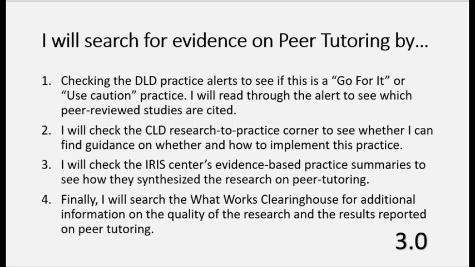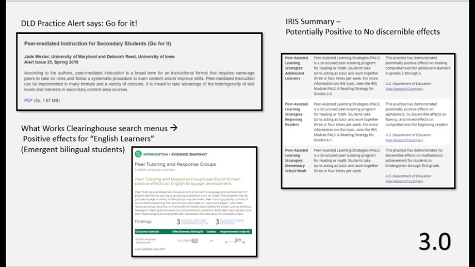I'll read through the alert to see what peer-reviewed studies are cited. I'll check the Council for Learning Disabilities Research to Practice Corner to see whether I can find guidance on how to implement this practice, and I'll check the Iris Center's evidence-based practice summary, as well as the What Works Clearinghouse for additional information on the quality of the results reported on peer tutoring. So here's screenshots of what I see when I do these investigations to look for evidence about this practice.